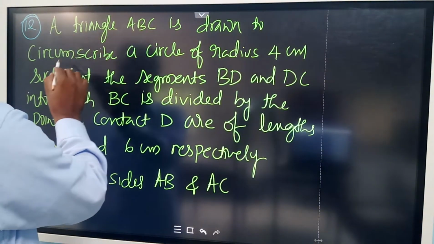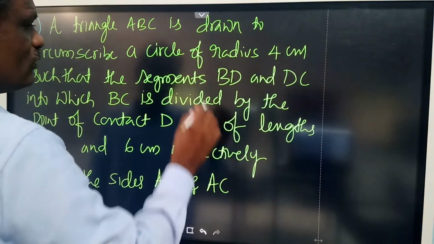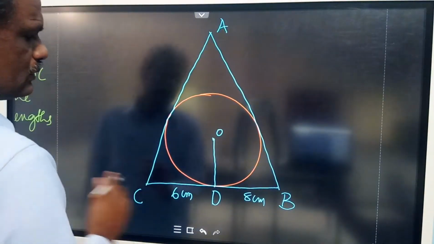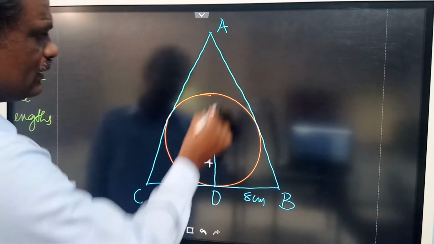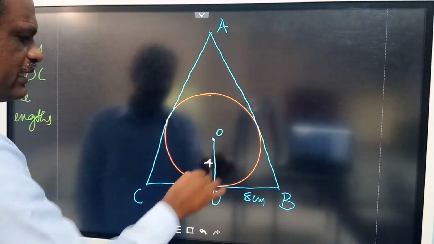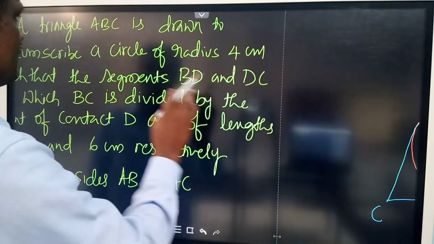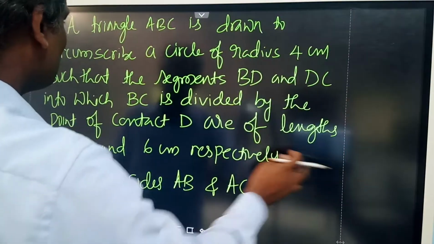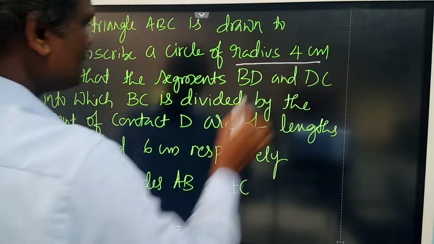Triangle ABC is drawn to circumscribe a circle of radius 4 centimeter. So this is the radius, 4 centimeter. A triangle is circumscribing this circle with the radius 4 centimeter. They have given the radius as 4 centimeter.